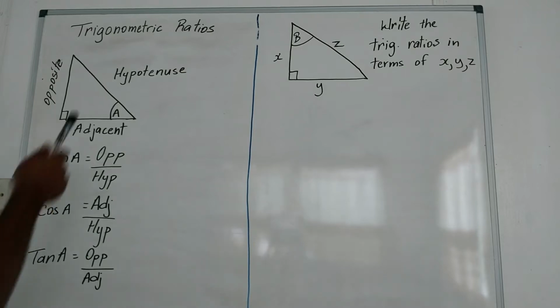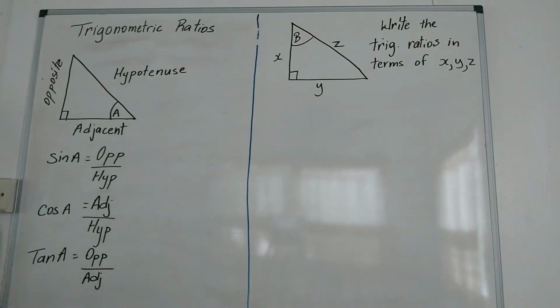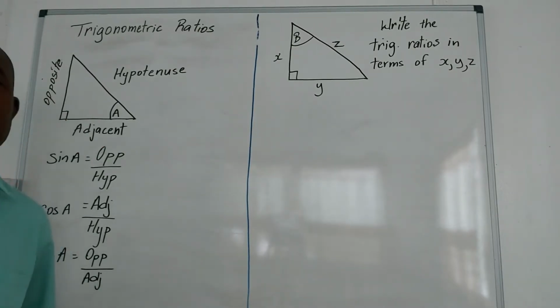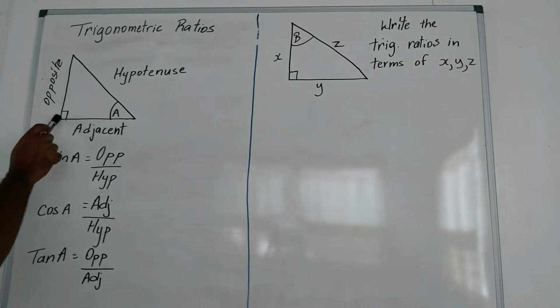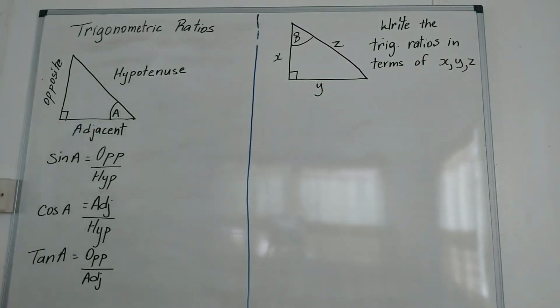Our first term, as we know from the last class, is our hypotenuse. And we said the hypotenuse is the longest side in our right angle triangle, and that side is opposite the right angle. Now, we want to talk about two other terms, the opposite and the adjacent.